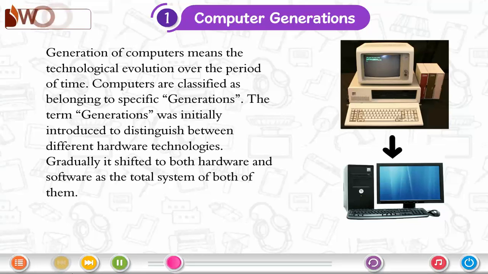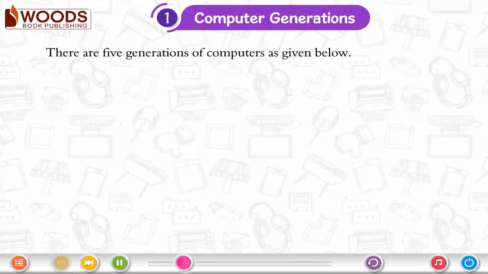Computers are classified as belonging to specific generations. The term generations was initially introduced to distinguish between different hardware technologies. Gradually, it shifted to both hardware and software as the total system of both of them. There are 5 generations of computers as given below.